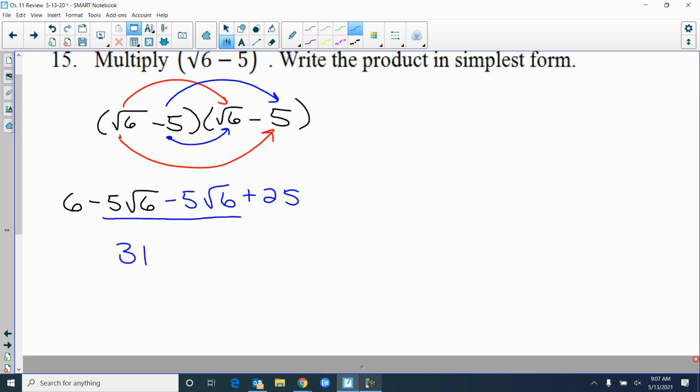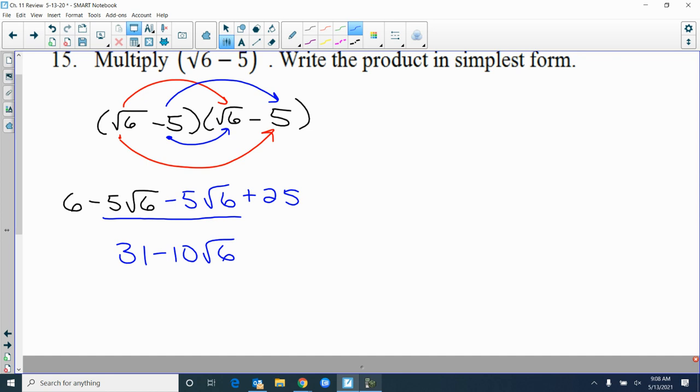You got the 6 in the front, you got the 25 in the back, which is 31. And then negative 5 square root of 6 minus 5 square root of 6 is negative 10 square root of 6. This is where you do minus 5 gives you negative 10. And then you got square root of 6. Is that the answer? That's the answer, because you can't do anything else. Do not take 31 minus 10, because the 31 is just a number. The 10 has the radical 6.